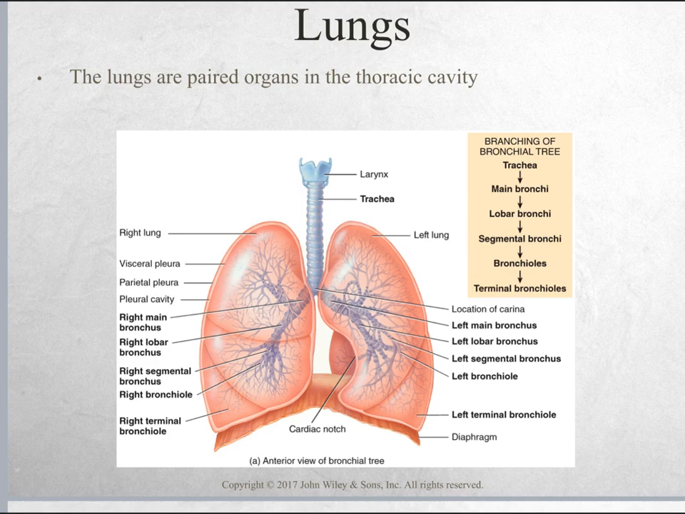Now, we know we have two lungs, right? We keep this pretty simple. We're going to call it 1 and 2. Now, if we look at our left lung, we notice we have 2 lobes separated by 1 fissure. We have our superior lobe and our inferior lobe.